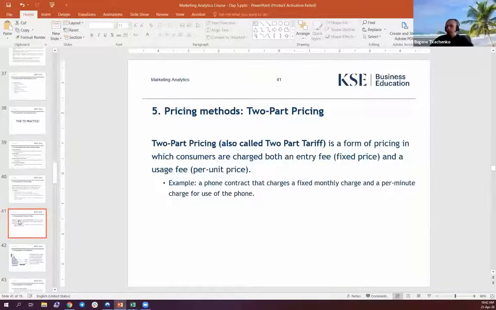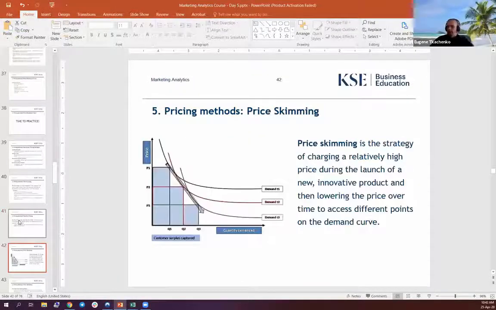And two-part pricing or two-part tariff, we will be talking more in detail about those. So basically entry fee and usage fee, as I was mentioning, and the price skimming, as we discussed before. So we have a very high price during the launch of the product. So for example, in Q1 the price is high, but then over time, the price will be decreasing.